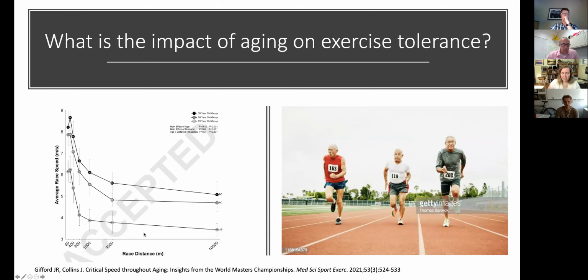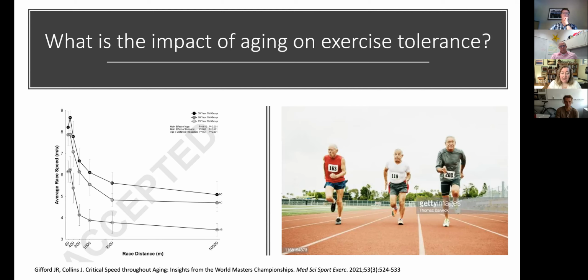So as Gifford was mentioning, they took some data from the World Masters Championships and they published it. So this is Gifford and Collins. What they did is this World Masters Championships is where people of all ages come and compete in different events. So for the figure that I have on the left, they looked at different race distances, like the 60 meters, the 400 meter, 800 meter, and so on.